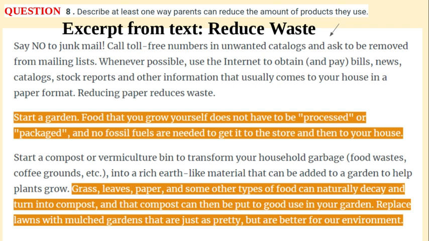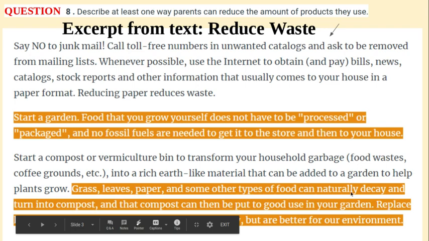So start a compost or vermiculture bin to transform your household garbage, food waste, coffee grounds, etc. into a rich earth-like material that can be added to a garden to help plants grow. Grass, leaves, paper, and some other types of food can naturally decay and turn into compost, and that compost can then be put to good use in your garden. Replace lawns with mulch gardens that are just as pretty but are better for the environment. Okay, so they highlighted both of these.